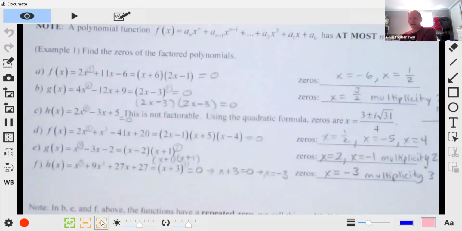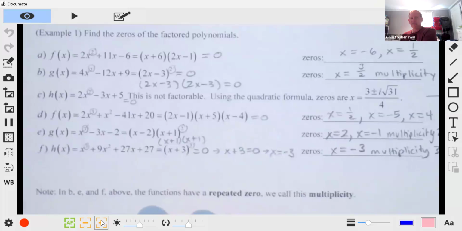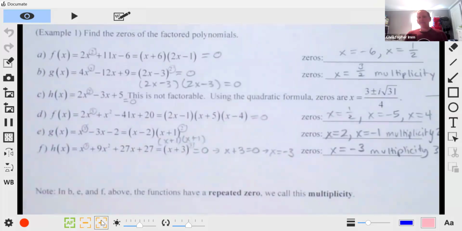As we do notice, some of these have what we call multiplicity. So in B, E, and F above, we have a repeated 0 or multiplicity. In a minute, we'll show you how to graph these.